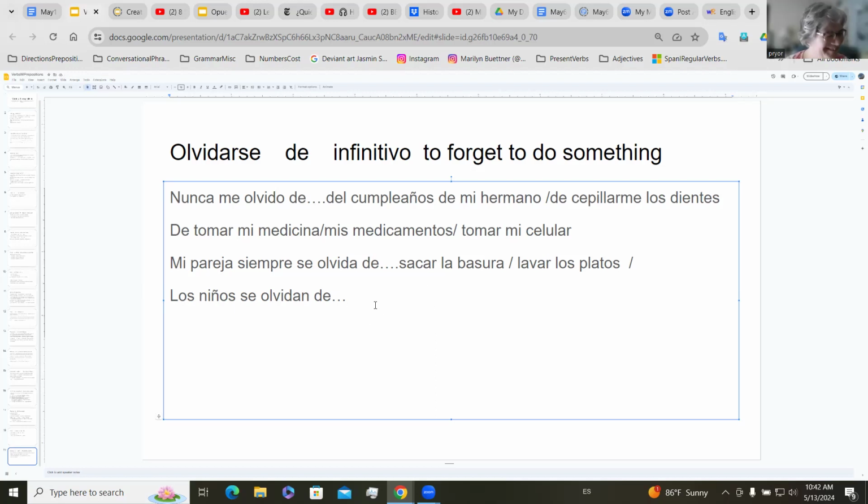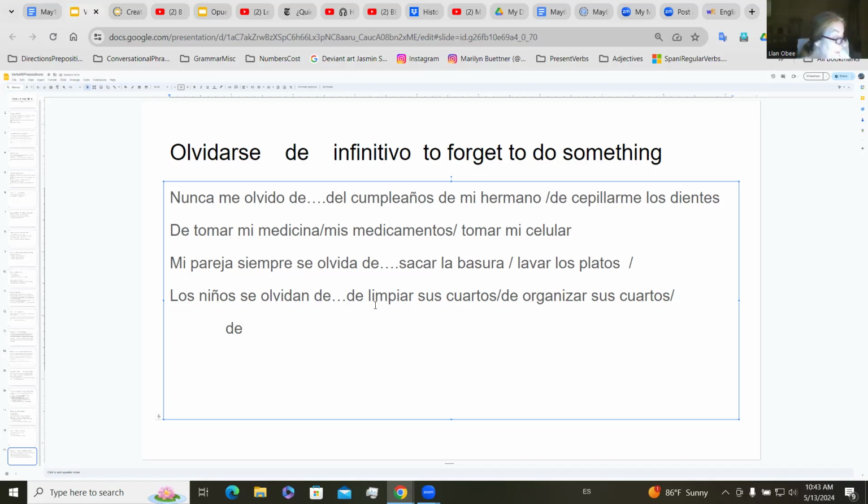Clean their rooms. Okay, let's get that idea. ¿Cómo se dice clean their rooms? ¿Cómo se dice clean? Limpiar. Limpiar sus cuartos. Or you might express that as organizar sus cuartos. Tidying up, organizar, ¿sí? Bien. Los niños se olvidan de.